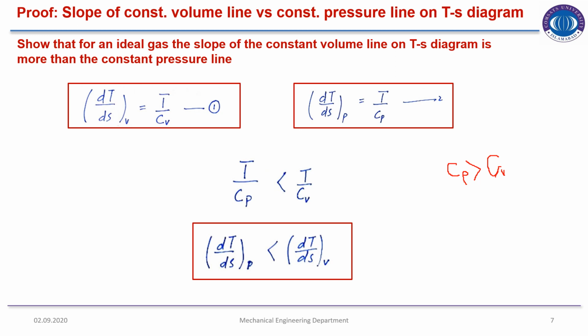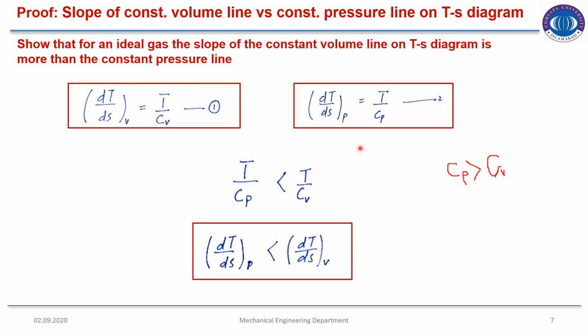As Cp is in the denominator and it is greater than Cv, therefore the overall expression in which Cp is in the denominator will be lesser. Therefore T over Cp will be less than T over Cv, because Cv is smaller than Cp, so a quantity divided by a smaller value will be greater than a quantity that is divided by the larger value. So T over Cp is less than T over Cv.